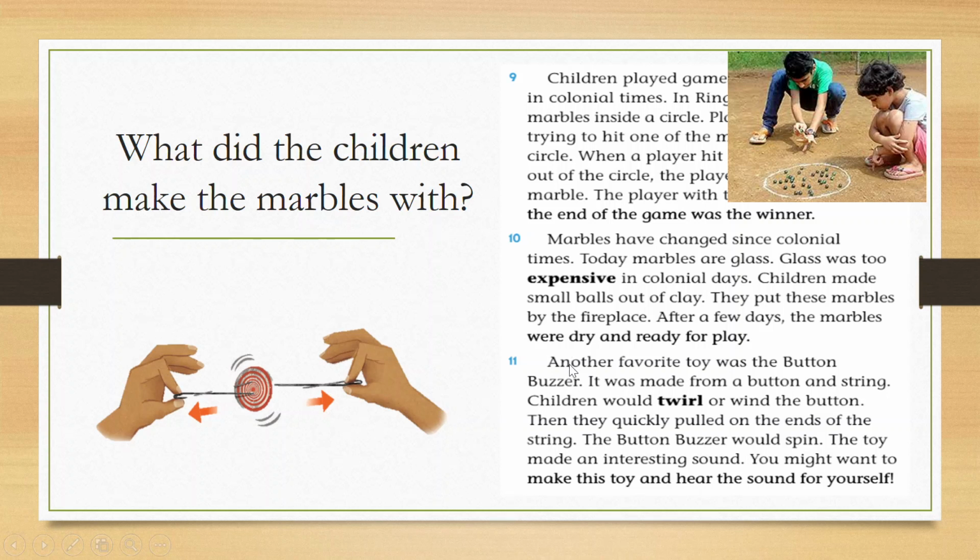And we have another game. Another favorite toy was the buzzer. It was made from a button and a string. Children would twirl or wind the button. Then they quickly pulled on the ends of the string. The button buzzer would spin. The toy made an interesting sound. You might want to make this toy and hear the sound for yourself.